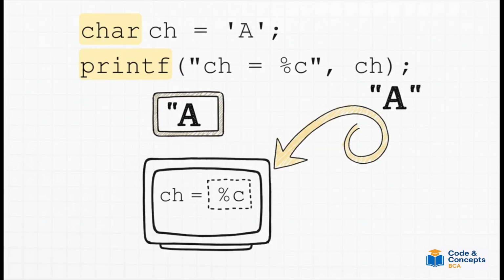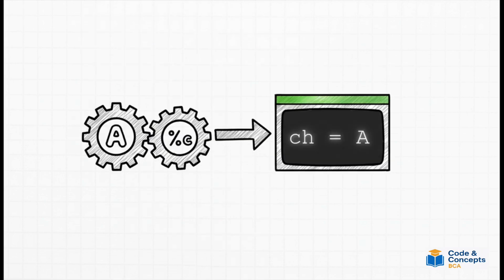We make a char variable called ch and give it the value 'a'. Now the most important detail here, the single quotes. That's the signal to C that this is a character. Then of course we print it using our %c placeholder. And boom, the output is ch equals a. It's another perfect, clean example of how the data type and its format specifier team up to get the job done right.